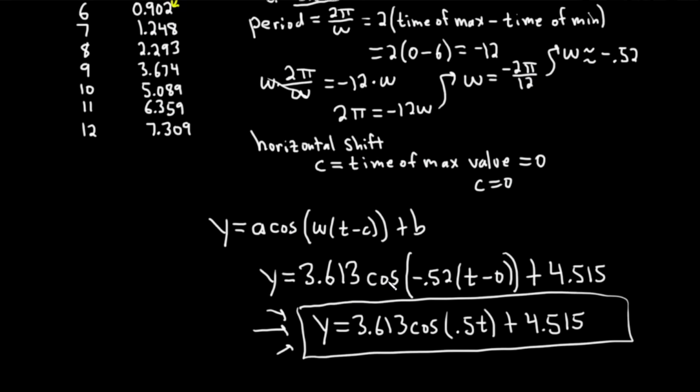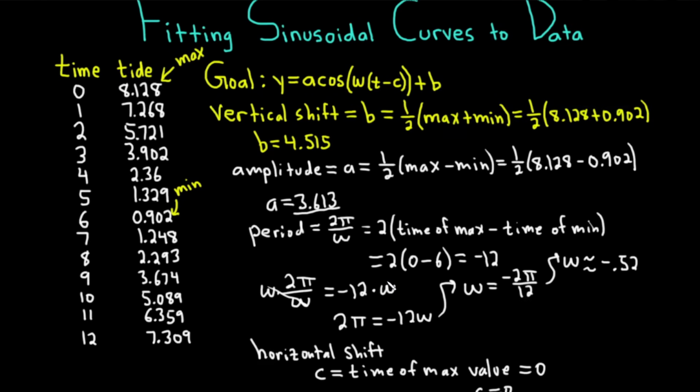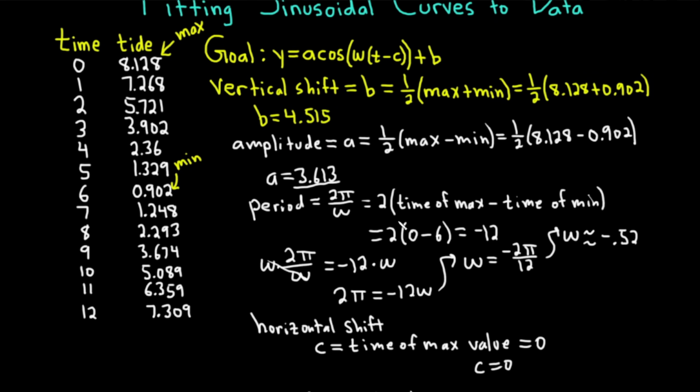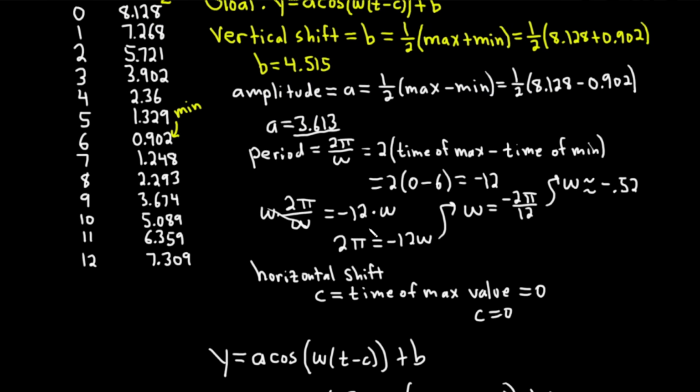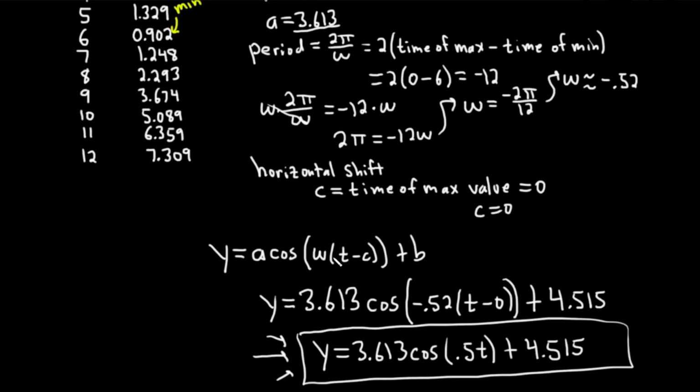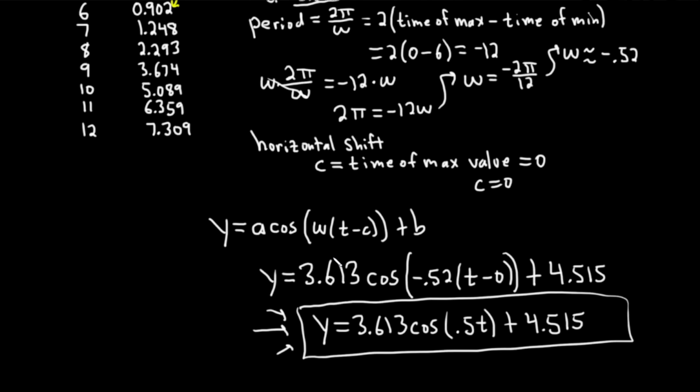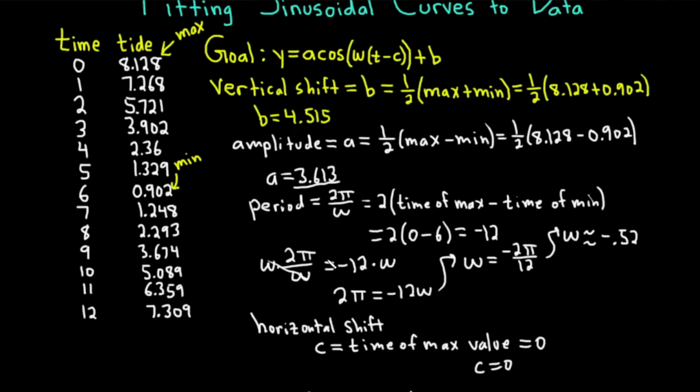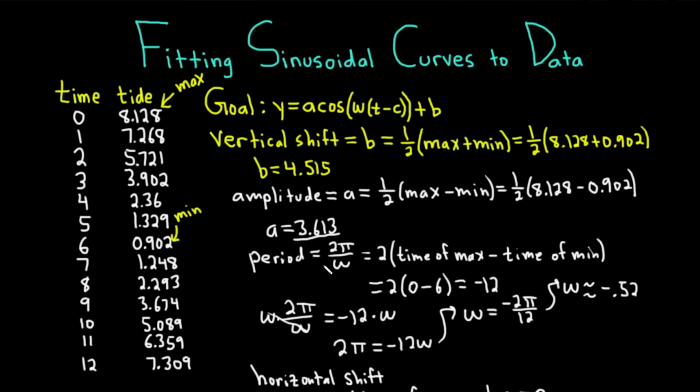And again, in order to do this problem, all you do is you just follow these steps. You find the vertical shift using the formula here, 1/2 times the max plus the min. Find the amplitude, which is 1/2 times max minus min. Find the period here using this formula, 2 times the time of max minus time of min. Then solve for omega, and then find the horizontal shift, which is the time of the max value. And then you just plug everything into your function and you have your model. So really interesting, really cool problem. Hopefully you've learned something in this video.